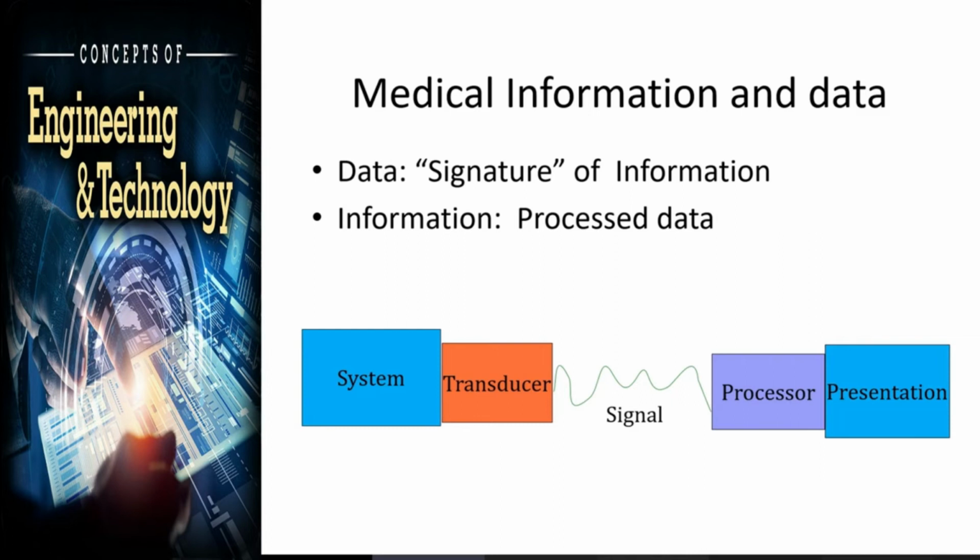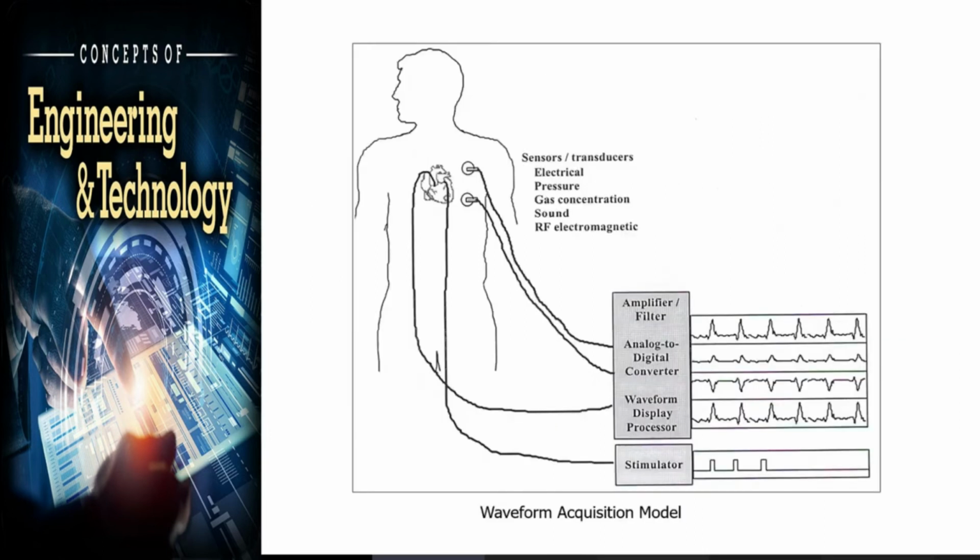From the patient we pick the signal, and the signal will be converted into a viewable form and taken for processing. Afterwards it can be taken for presentation purposes. Sometimes it can also be sent over a medium for transmission. This is medical data information. For example, we can see the ECG waveform.